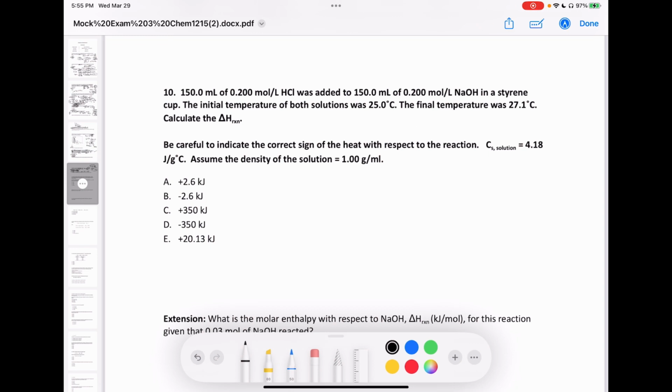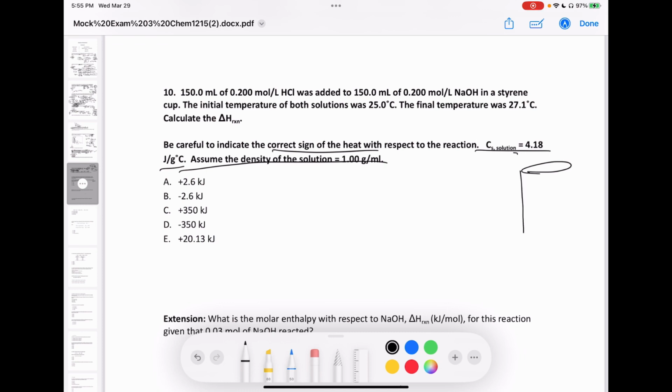Okay. 150 milliliters of a 0.2 molarity HCl was added to 150 milliliters of a 0.2 molarity NaOH in a styrofoam cup. The initial temperature of both solutions was 25 Celsius. The final temperature was 27.1 Celsius. Calculate the delta H of reaction. It also tells us to use the correct sign of the heat, gives a specific heat, which is just water, and the density of the solution.